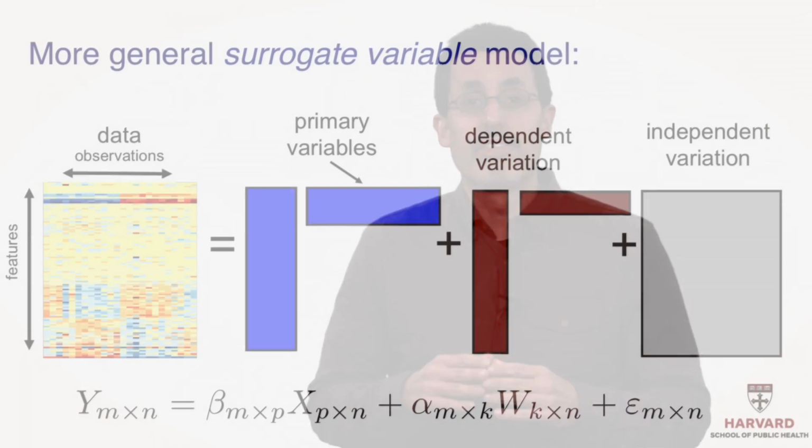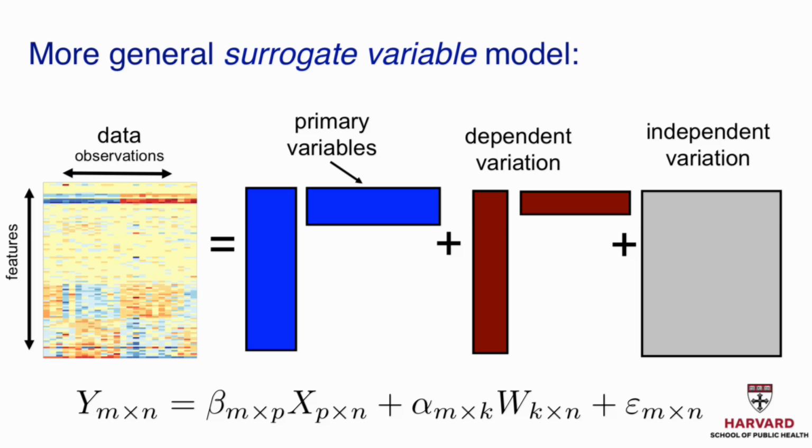So a more general model would be this surrogate variable model, where we have, just like before, the outcome of interest, which in the example that we've been looking at is sex, female or male. We have measurement error, but now we have this new term that describes the correlation that we see between samples.